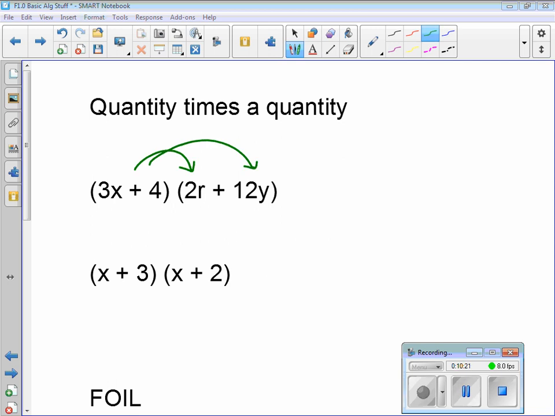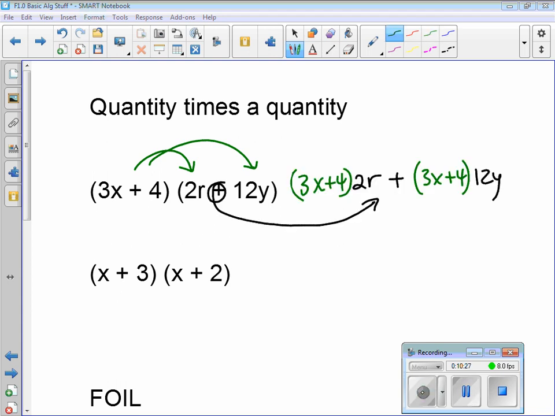So we're going to take the quantity out front and multiply it times the things inside. We're going to distribute that. So take a look at that and see if you can identify the colors and how they played out, okay? So I have that 2r plus 12y there, and I'm just going to take the thing out in front, 3x plus 4, and multiply it times 2r.